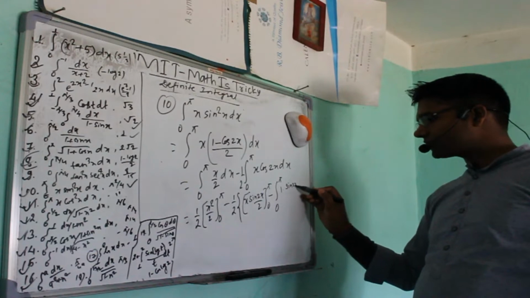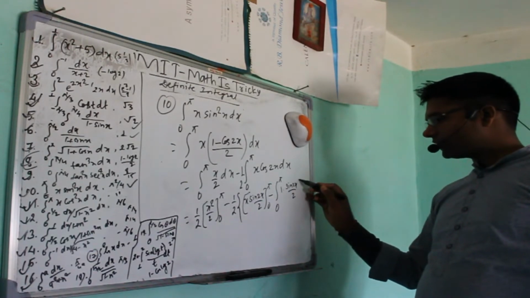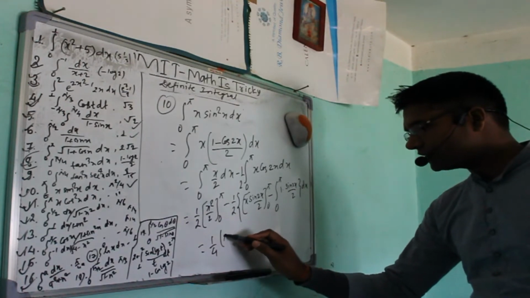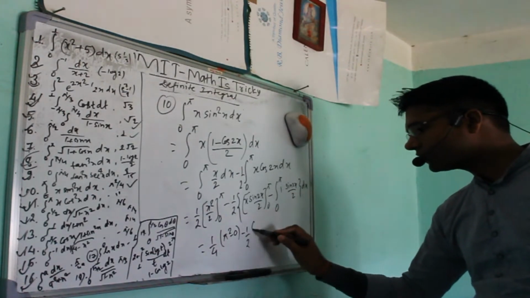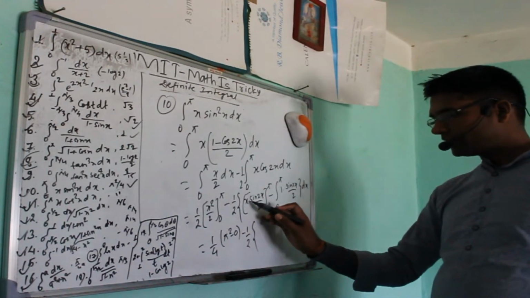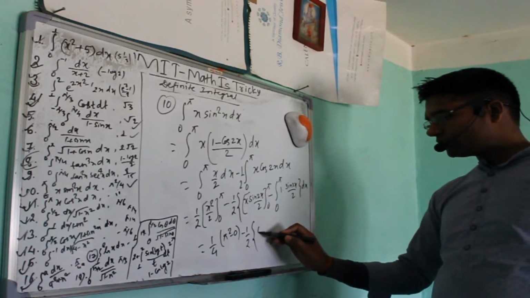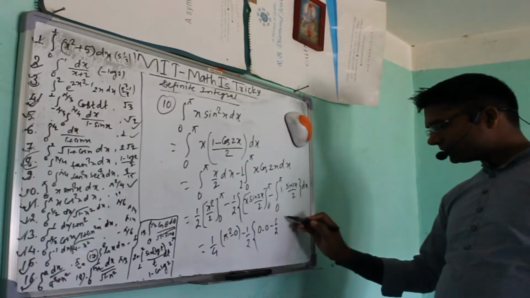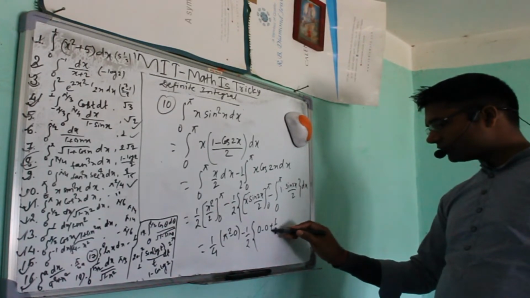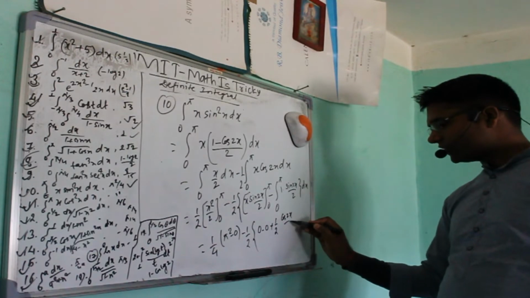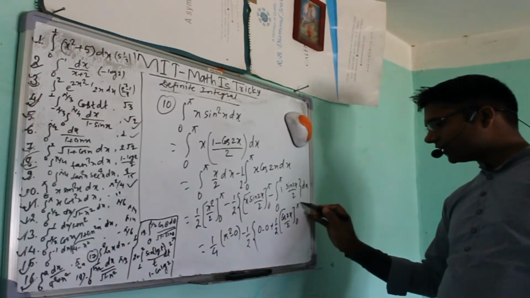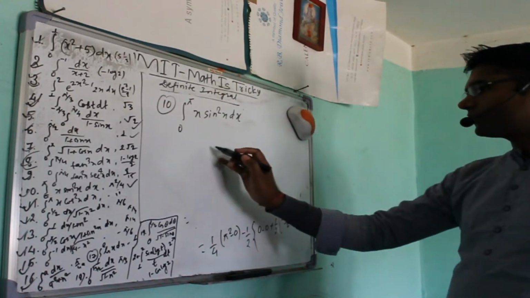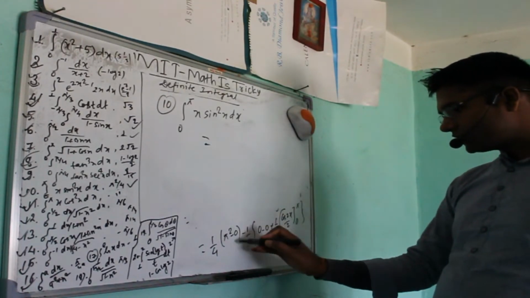So it is simply root 2 outside, and the square root of cos square x by 2 is simply cos x by 2, from 0 to pi, dx. We know the integration of cos x by 2 is sine x by 2, divided by 1 by 2, the coefficient of x, from 0 to pi. So root 2 times 2 outside, 2 root 2, and then sine pi by 2 minus sine 0. It is simply 2 root 2 times 1 minus 0, so the answer is 2 root 2.